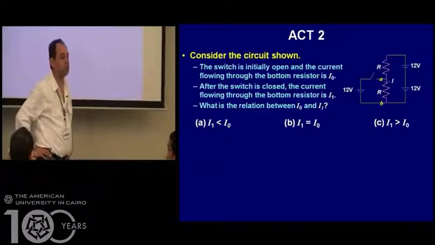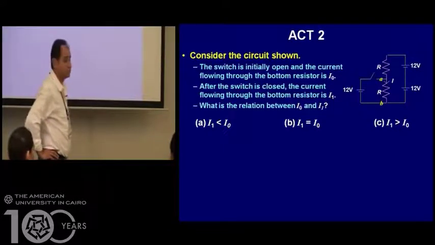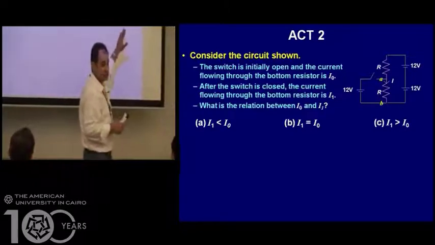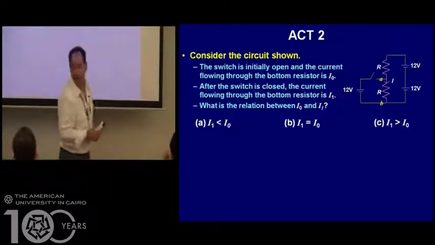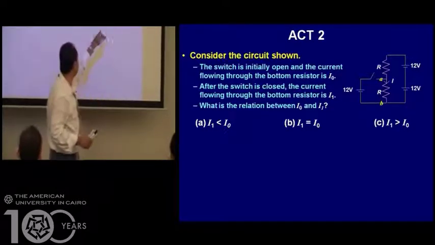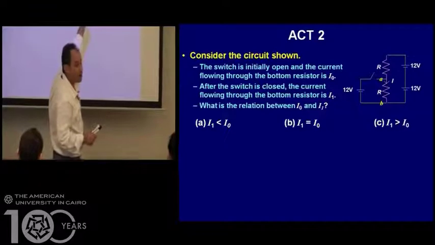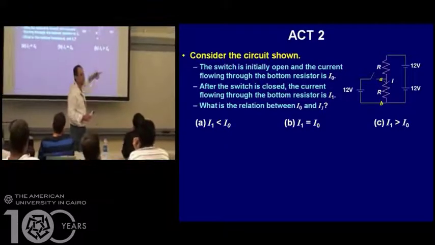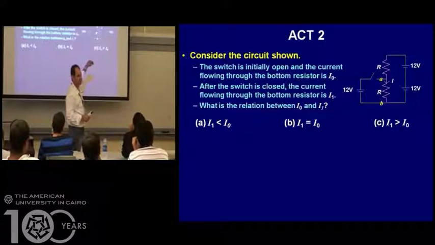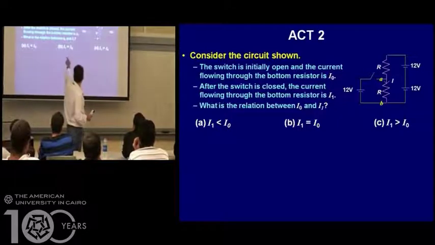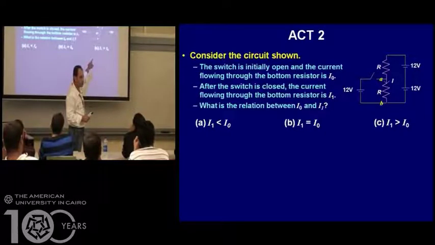Okay, in the first loop, before I switch on, the current in the upper resistor and the lower one is the same. It's I1, it's I0. And after I switch the switch on, the current in the upper resistor and the lower one is different. My question was to concentrate only on comparing the current in the lower resistor before and after I switch the switch on.